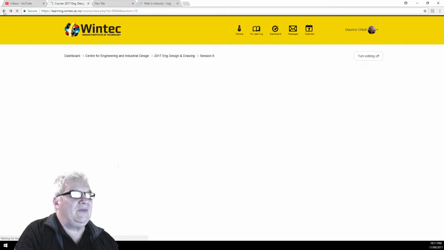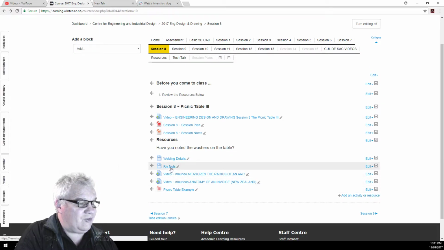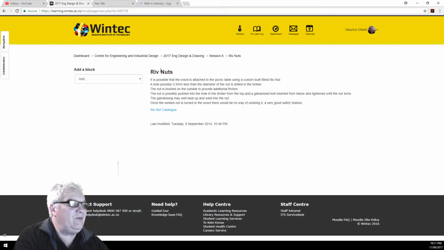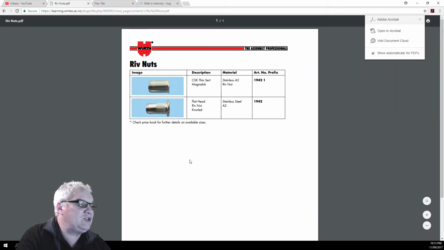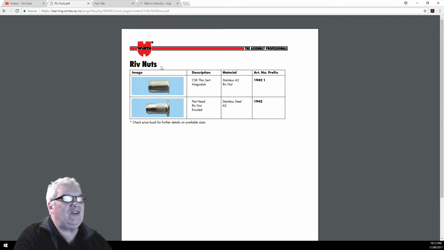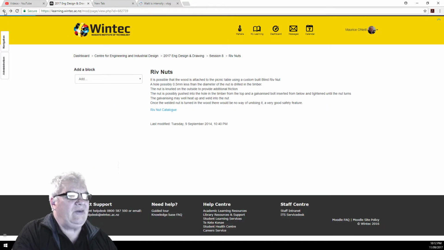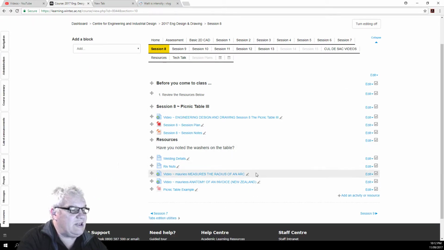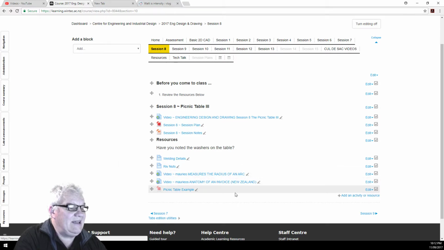And here a little bit about the riv nuts, or riv I think standing for rivets, but again a little bit of information about the riv nut and the riv nut catalogue here, which just shows perhaps not the specific ones that we've got there, but so you can get a bit of an idea of how they work. So these are just some ideas to get you thinking, put everything into context, how to measure the radius of an arc, and the anatomy of an invoice. What is an invoice and what have you.